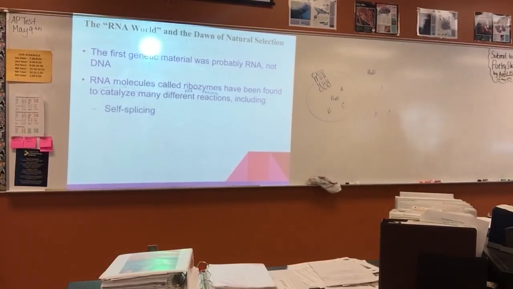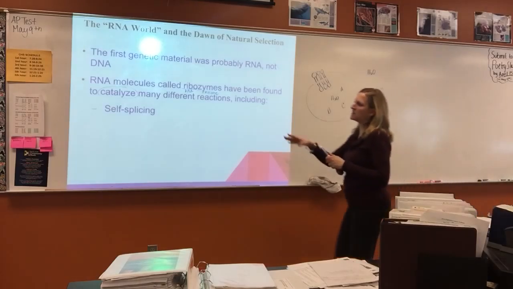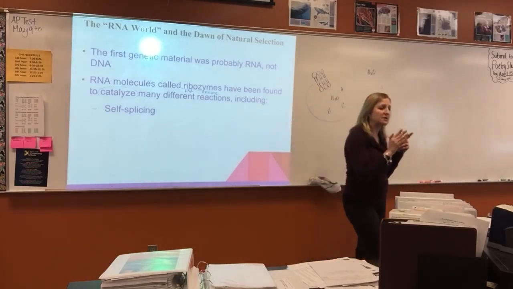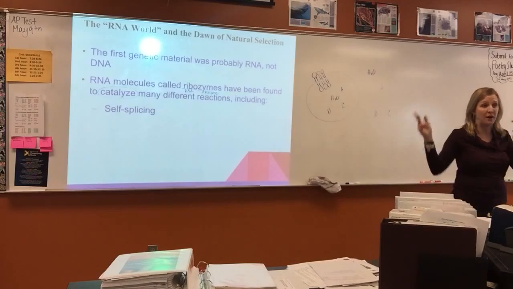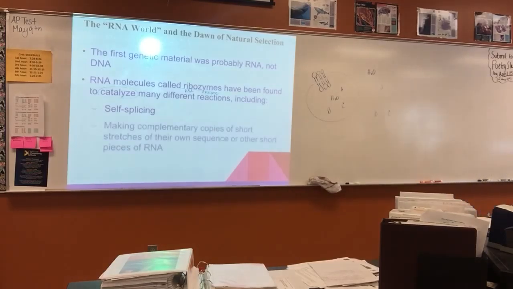So what they can do is self-splicing. So what does splicing mean? Remember we talked about splicing when we talked about cutting out introns, all right? Absolutely. They can make complementary copies of short RNA, so they can copy themselves or they can copy other short pieces of RNA. So therefore RNA is a good hypothesis about why it might have been the first genetic material.